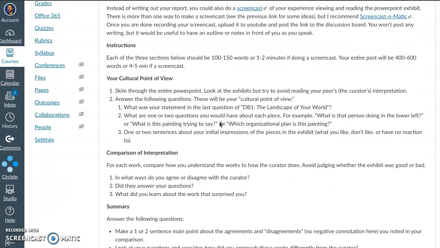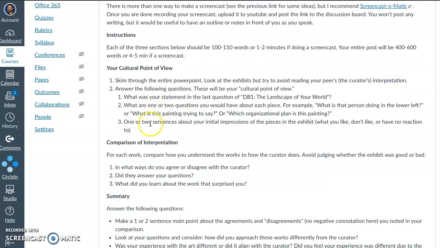There are 3 sections to this. Each of them should be around 100 to 250 words, or 1 to 2 minutes if you're doing a screencast. So your entire post will be between 400 and 600 words, or 4 to 5 minutes if you're doing a screencast. First, you're going to go through the whole PowerPoint exhibit.